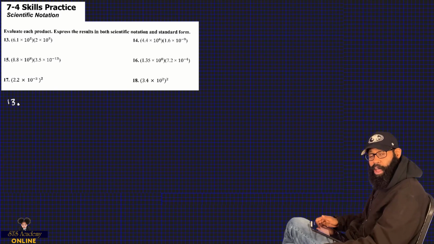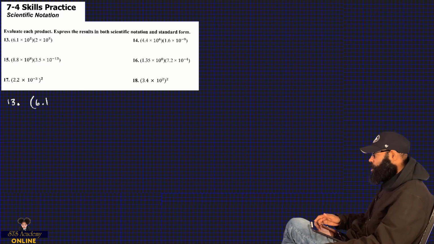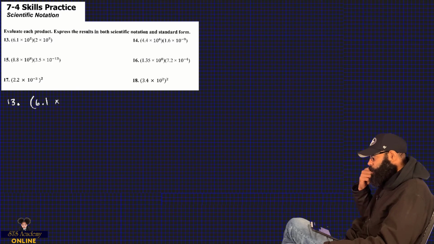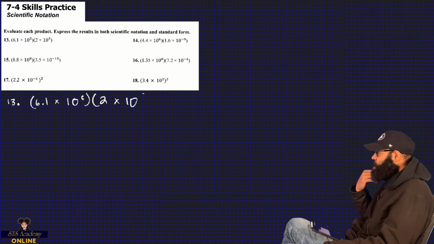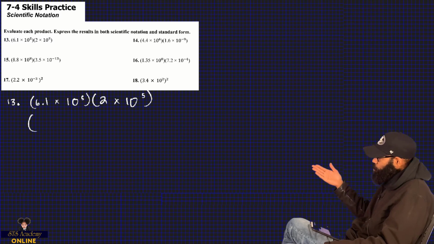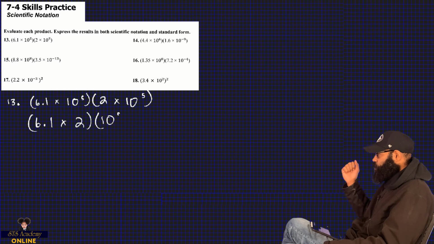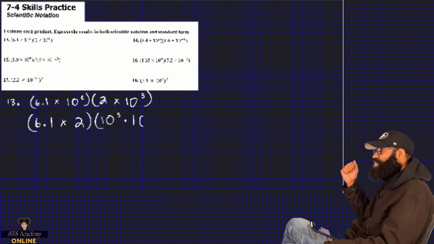So I actually have to write what the final value is, because 13, after I multiply my set of parentheses, 6 and 1/10 times 10 to the 5th, and 2 times 10 to the 5th. So when multiplying your scientific notation, keep things together. What I mean by keep things together? Well, keep your decimals together. 6.1 times 2. Keep your base and exponents together. So 10 to the 5th times 10 to the 5th.